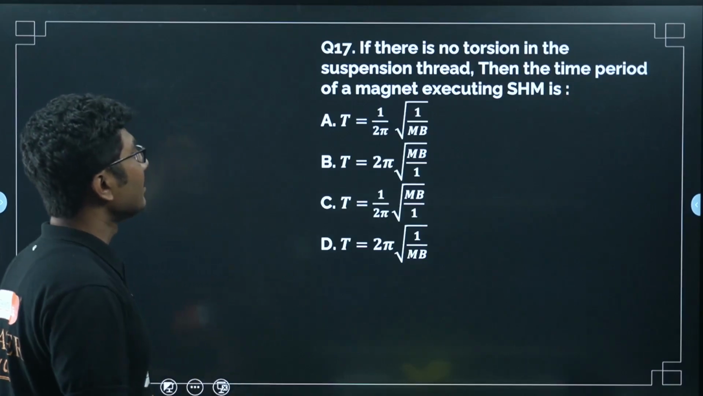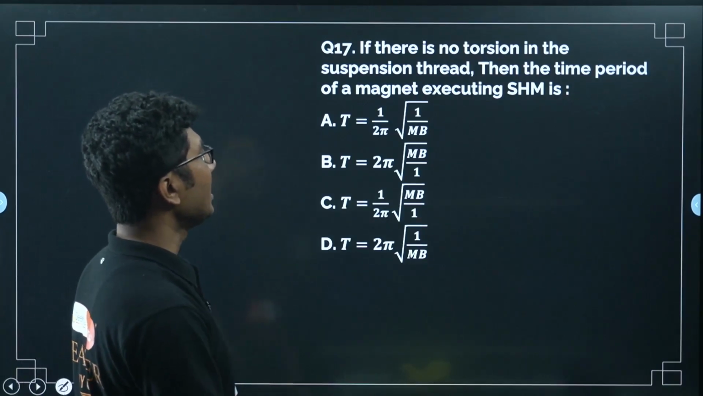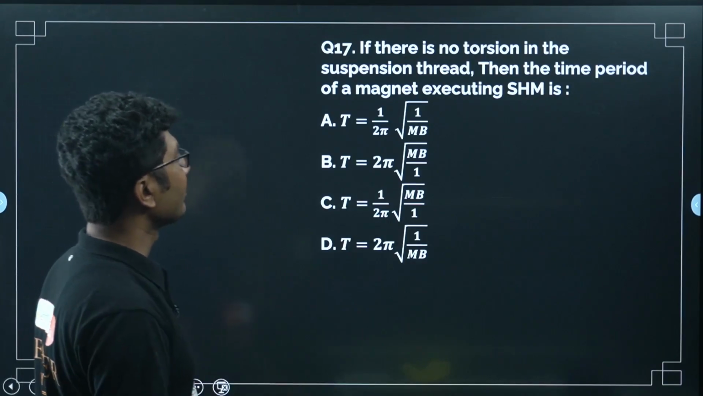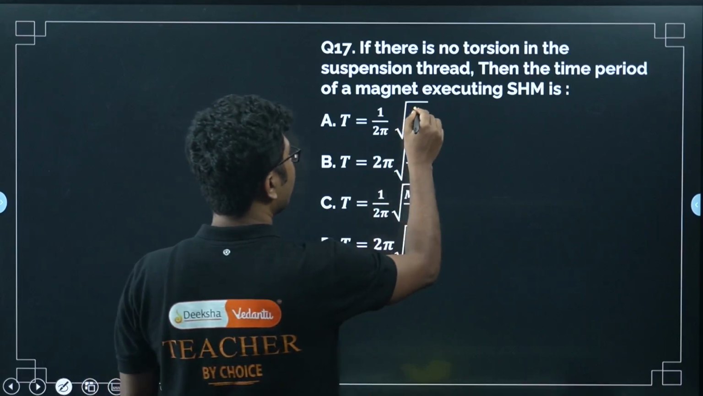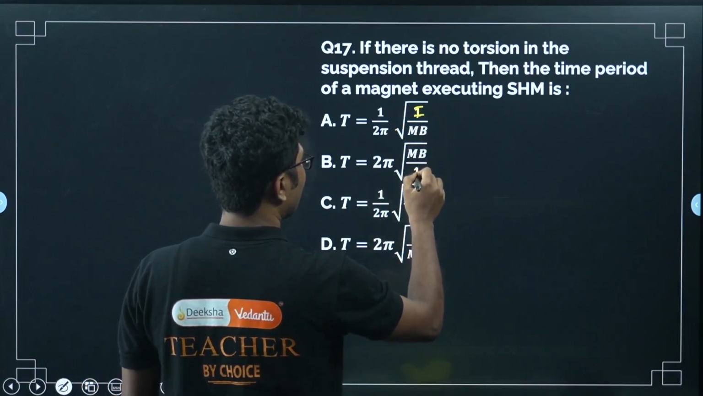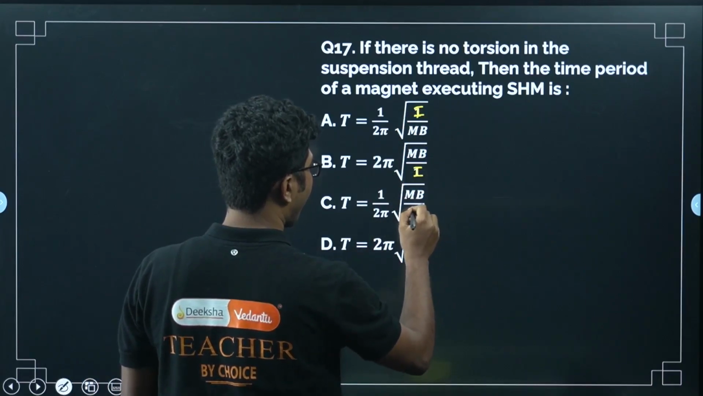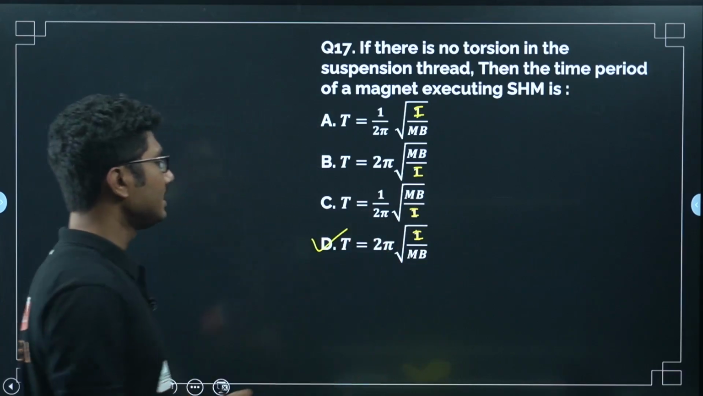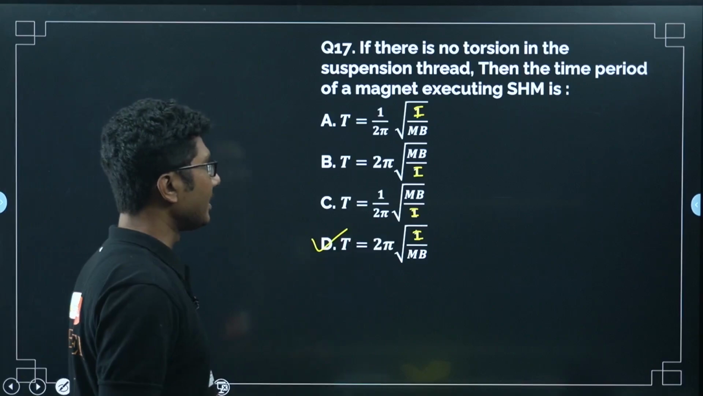If there is no torsion in the suspension thread, then the time period of the magnet, I have solved this already. Everything is I here, not 1. And we know that the correct formula is T is equal to 2 pi root of I by mB.